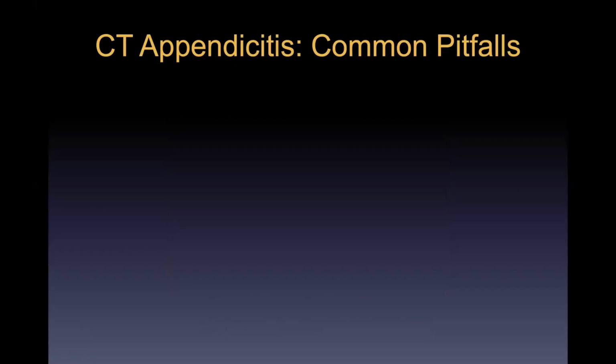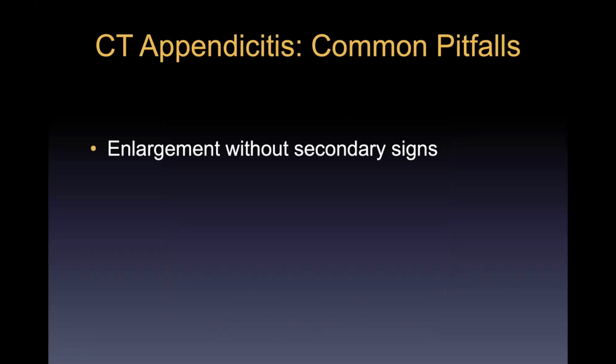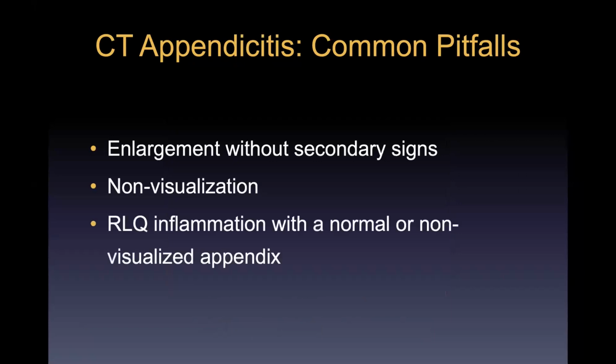Okay, so that's how we make a diagnosis. Let's talk about pitfalls. And the way I see it, there are three relatively common pitfalls in making a diagnosis of appendicitis. The first is that you've got an appendix that's kind of big, but you don't have other obvious signs of inflammation. The second is when you can't find it. And the third is when you see evidence of right lower quadrant inflammation, but the appendix either looks pretty unremarkable or you can't find it, but there is right lower quadrant inflammation.